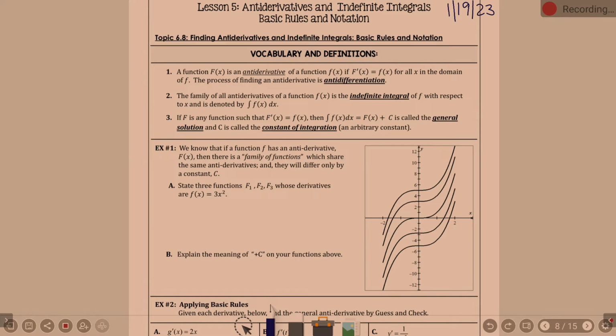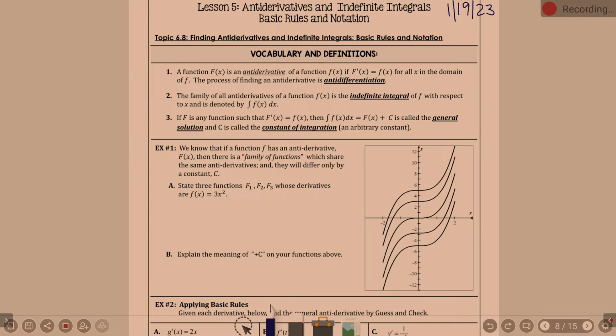A function capital F. You're noticing they keep using capital F to represent the antiderivative of a function, lowercase f. So that means if capital F is the antiderivative, then the derivative of capital F is equal to the regular function. And the process of finding an antiderivative is antidifferentiation.